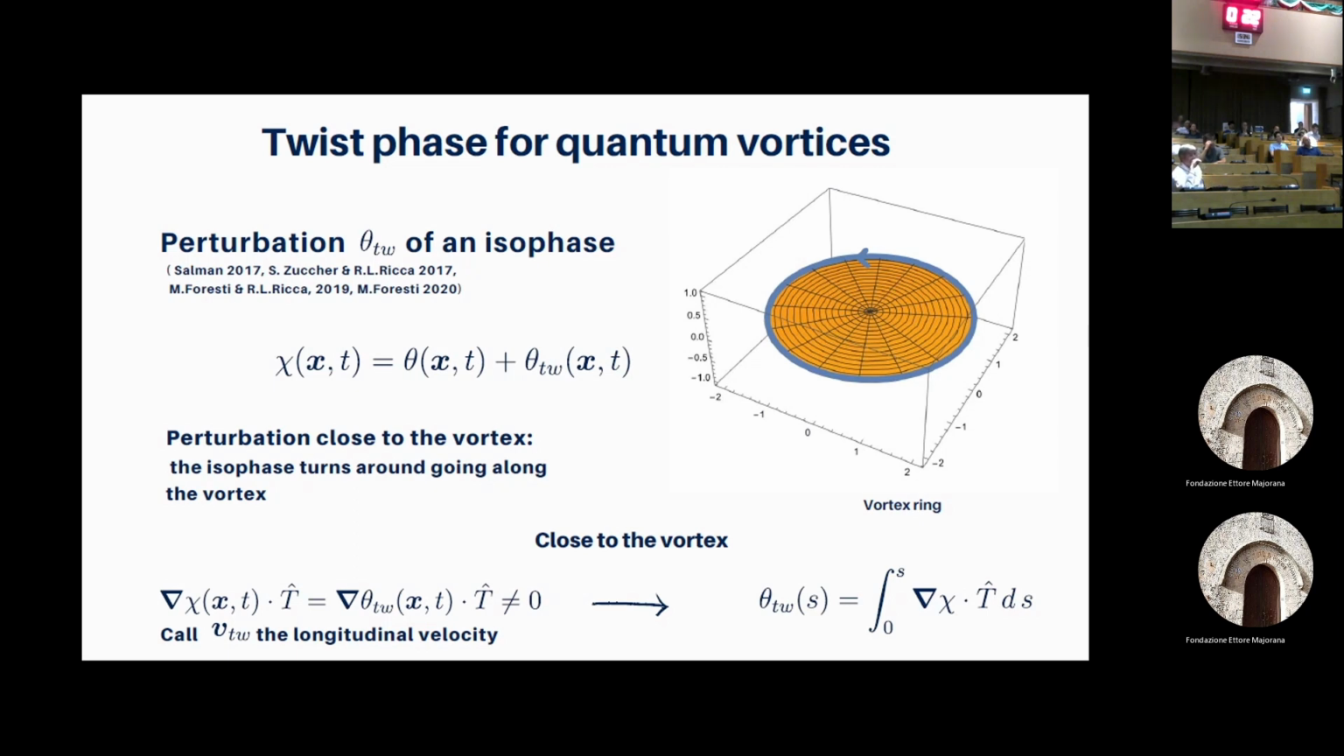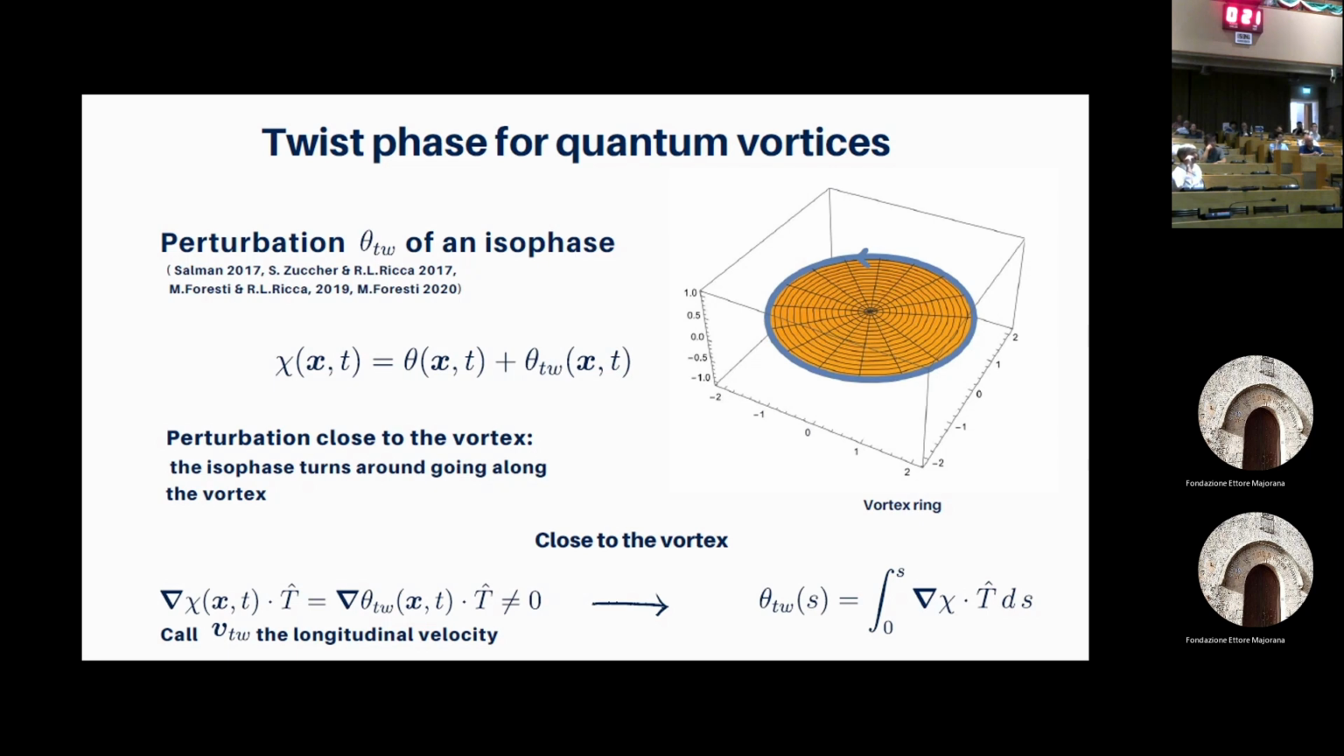And what is a twist phase? The twist phase, theta twist, is a perturbation of the phase of the condensate. In particular, to fix ideas, we can fix an isophase surface, the simplest one. For simplicity, the disk bounded by the vortex, the blue one. The perturbation, theta twist, is a perturbing phase such that the entire perturbed phase, chi, is equal to the unperturbed theta plus theta twist.